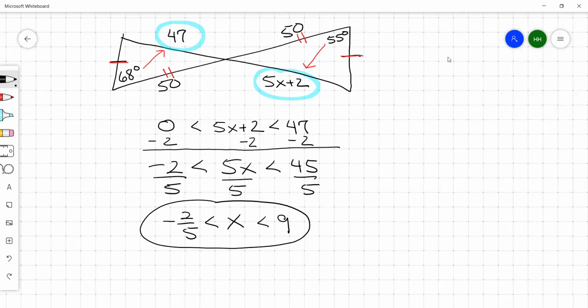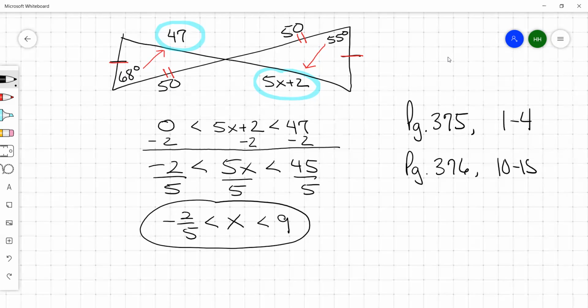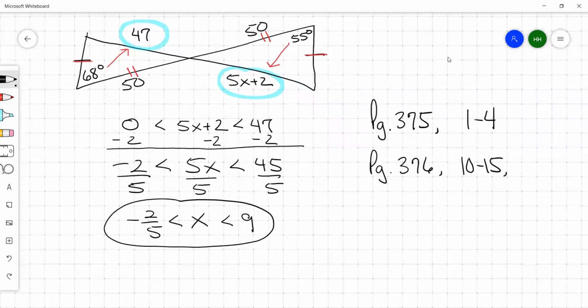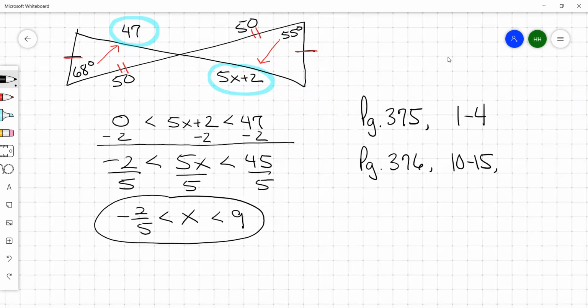Any questions on any of those problems? Then your practice problems for today are on page 375. On page 375, do 1 through 4. And then on page 376, do 10 through 15. Then I want you to try to do 17 and 18.